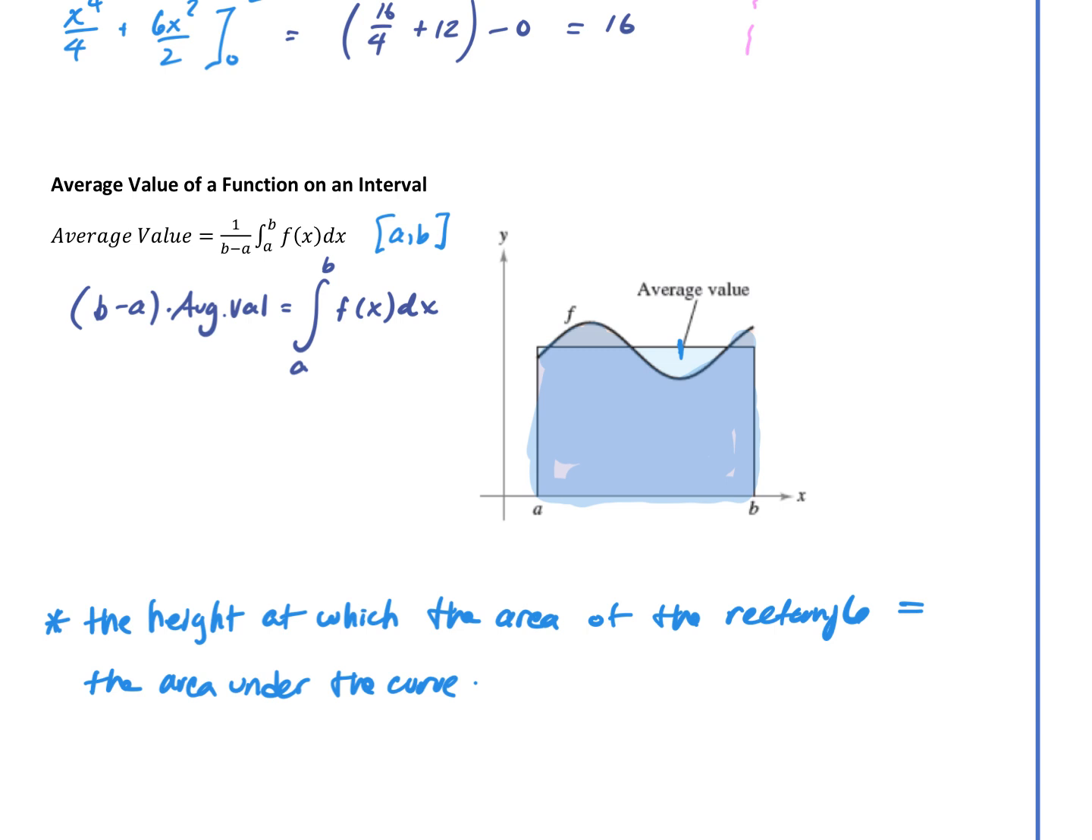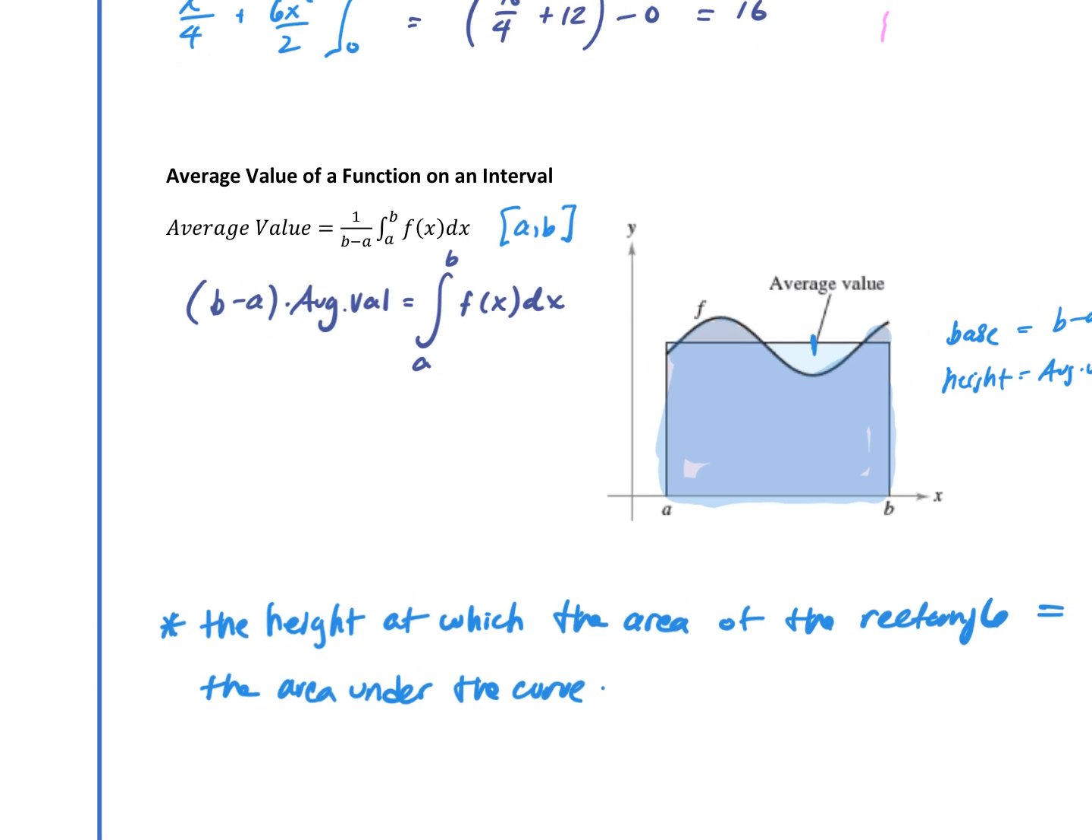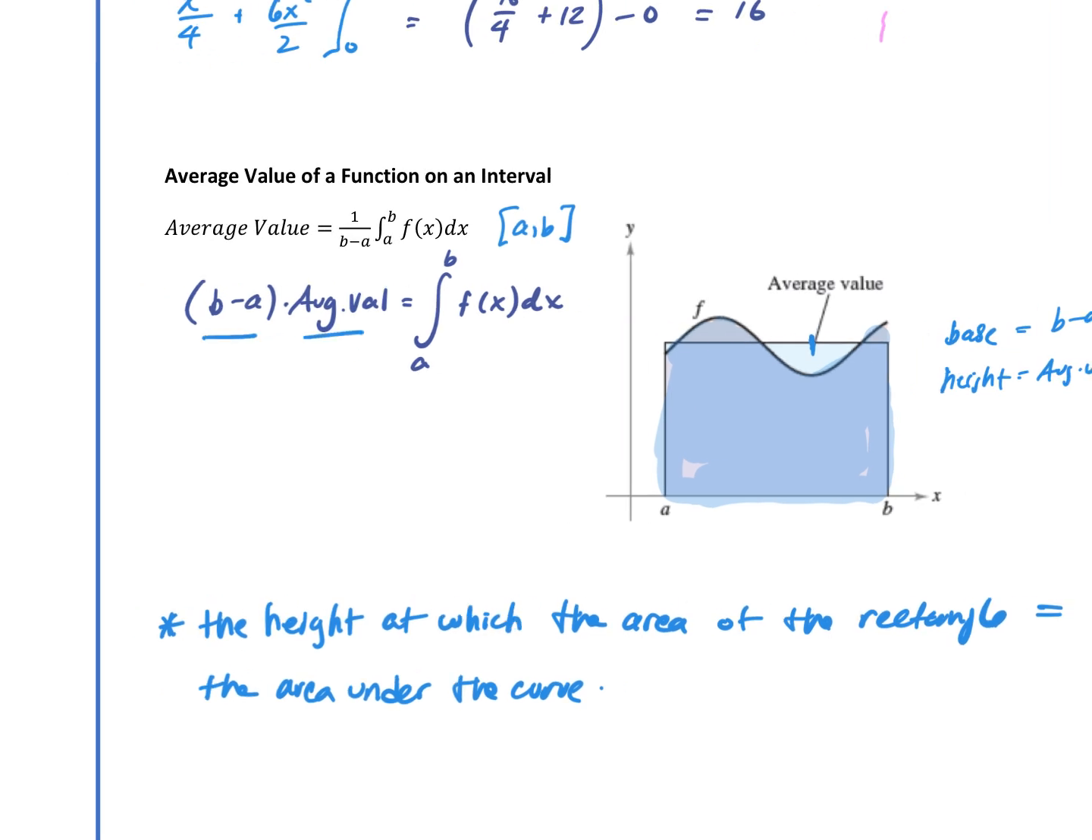What height of this rectangle makes the area of the rectangle, so the rectangle's here, be equal to the area under the curve? So if you look at the formula here, what I did was I brought this up to this side, so sort of cross-multiplied it up here. So b minus a times the average value equals the area under the curve. If we look at this geometrically, this is a rectangle, so the base of the rectangle is b minus a, and then the height, we'll just call the average value. So base times height is equal to the area under the curve.